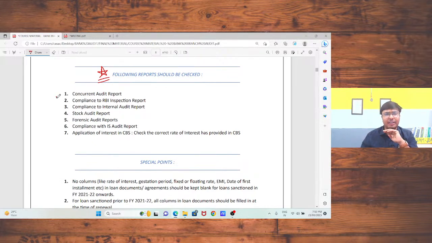Concurrent audit we had already discussed. I am not going to discuss that. RBI compliance report we had already discussed. Internal audit report we had already discussed.